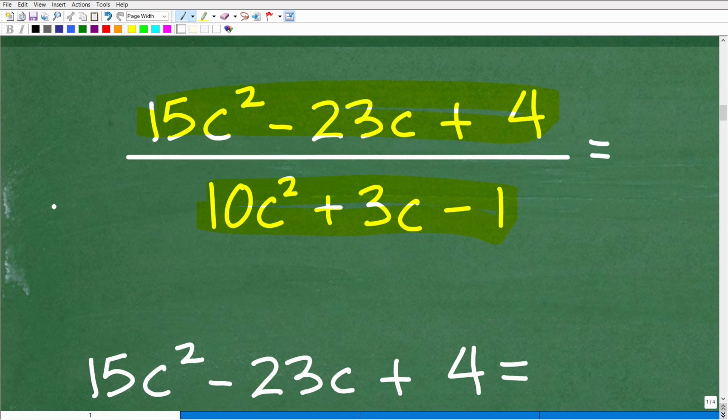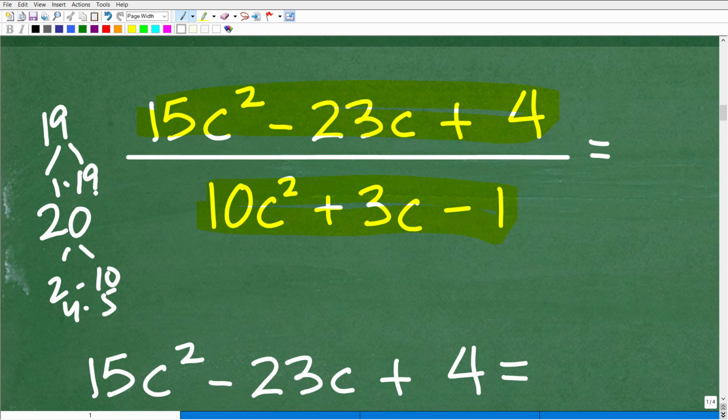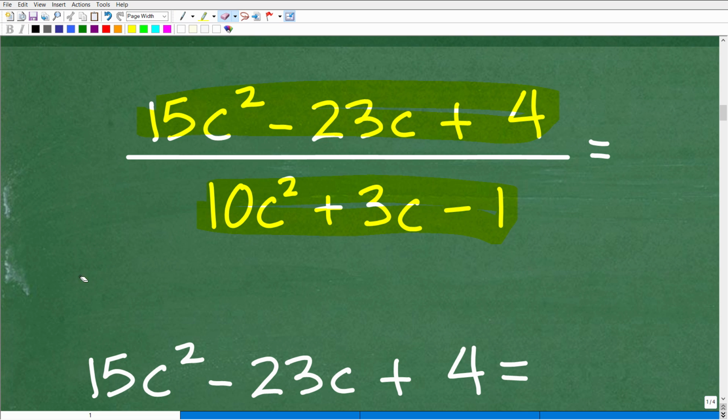So in other words, if I give you a number like 20, oh, I can factor 20. That's 2 times 10, 4 times 5, no problem. But if I give you 19, that is a prime number. In other words, the only factor is 1 in the number, 1 times 19. Same thing with trinomials. Okay, there's no guarantee that you can factor these trinomials. But of course, we want to try, we need to attempt to do so.